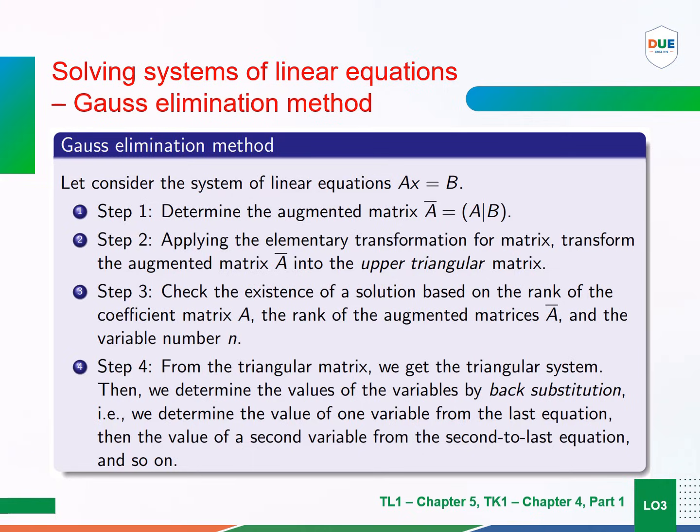This means we solve the last equation first, then substitute that value into the equation above it, and continue upward until all variables have been determined. Gaussian elimination is one of the most widely used methods because it can be applied to many different types and sizes of linear systems.